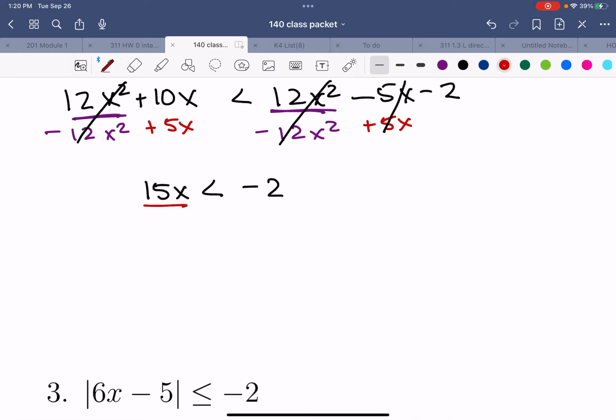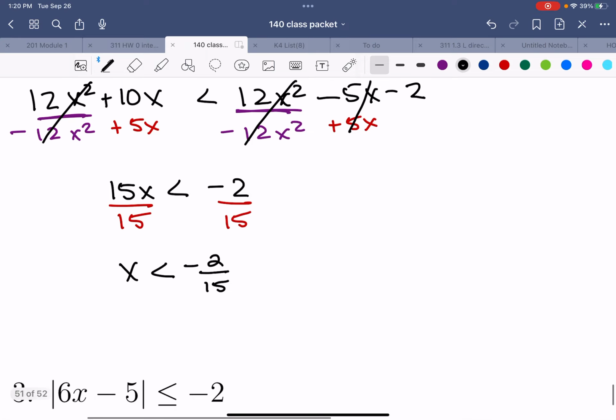Last thing I want to do is get rid of this 15, divide by 15 on both sides. So that's going to leave me with x is less than negative 2 over 15. I do not flip my inequality because I divided by a positive number.